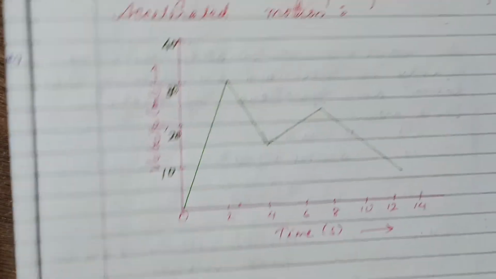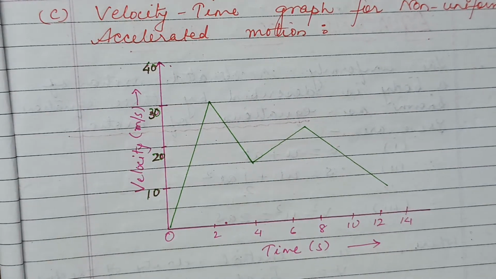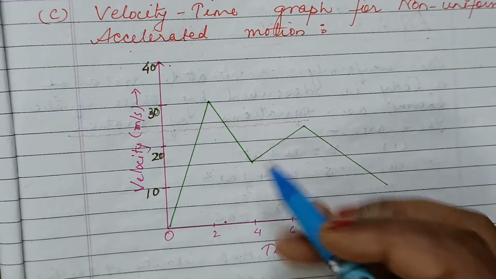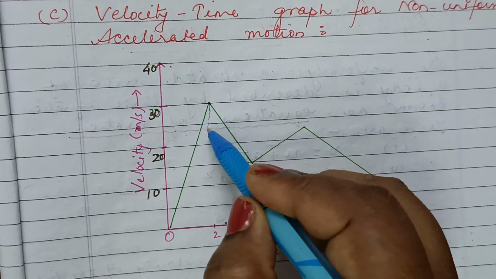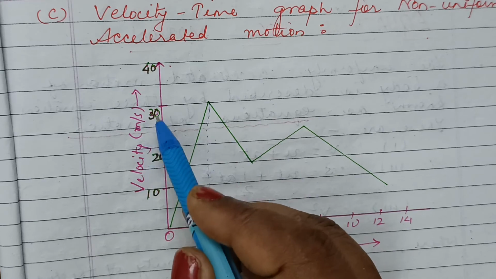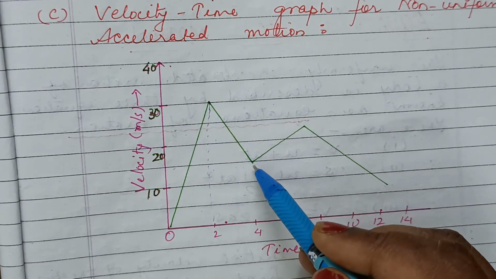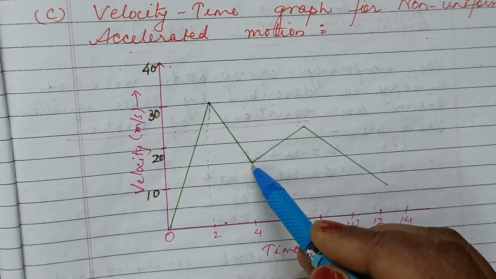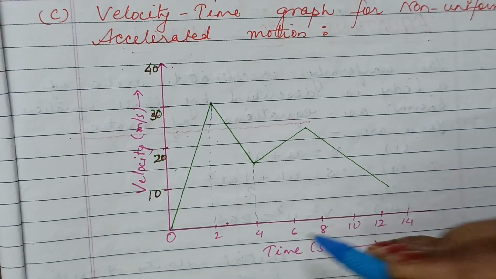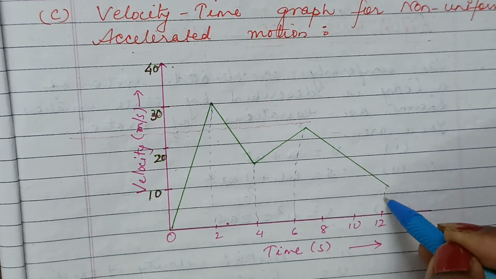Now, velocity time graph for a non-uniformly accelerated motion or non-uniform motion. In that case, the graph which you will get, suppose that the velocity of an object is increasing at a constant rate up to 2 seconds. Okay, so it is increasing with a velocity of 30 meter per second for 2 seconds. Then its velocity is decreasing, suppose, at a velocity of 15 meter per second for 4 seconds. Okay, again it is increasing for 6 seconds and then decreasing to 12 seconds.